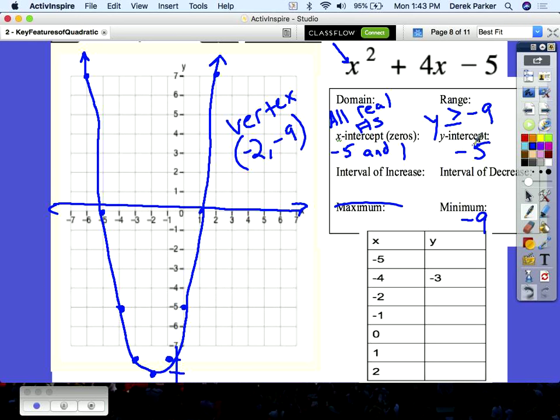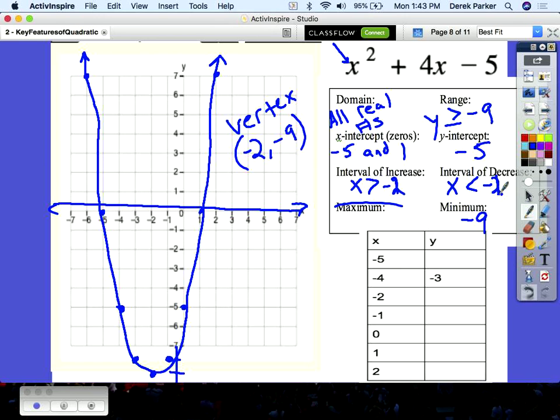Now, interval of increase, interval of decrease. The interval of increase is where I have a positive slope. And in this case, x is greater than -2. An interval of decrease is x is less than -2.